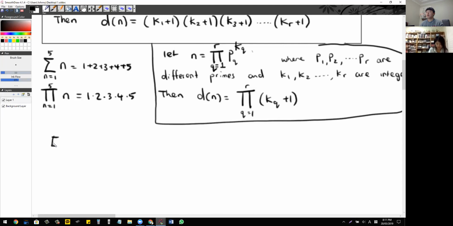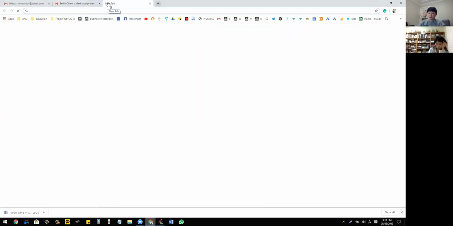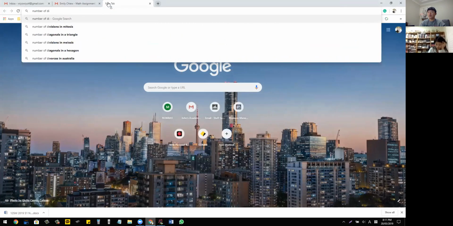So for example, let's say n is made up of 2 to the power of 2 and 3 to the power of 3, okay? Hold on. Maybe let's try 108. So let's have a look. Number of divisors of 108.